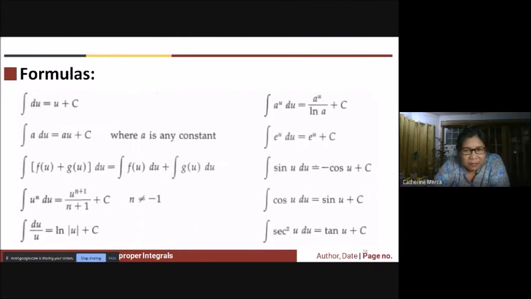Okay. So if you are not yet familiar with the formulas, they are written here so that you can try to memorize and familiarize yourselves. Integral of secant squared is tangent u. Integral of sine, at least the basics you should memorize. Integral of du over u is equal to ln u.